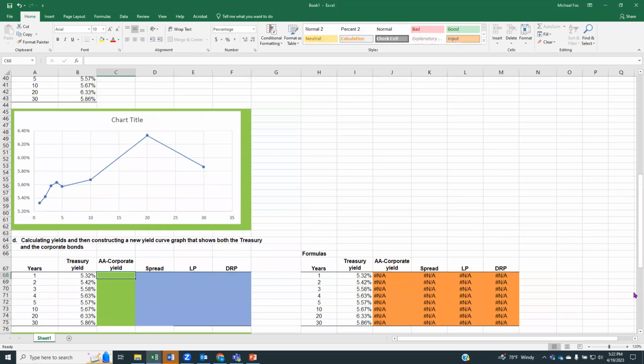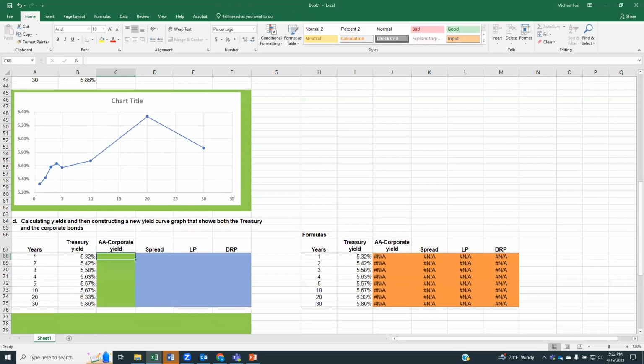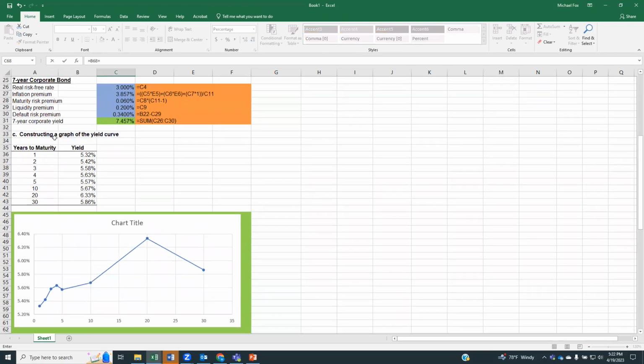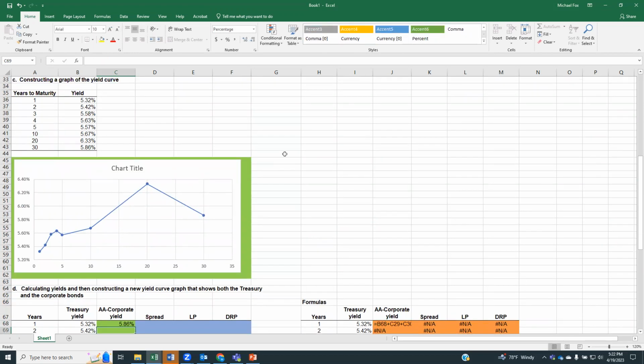So really all we're going to do is just say that the corporate yield equals the treasury yield plus the liquidity premium plus the default risk premium for the same number of years.